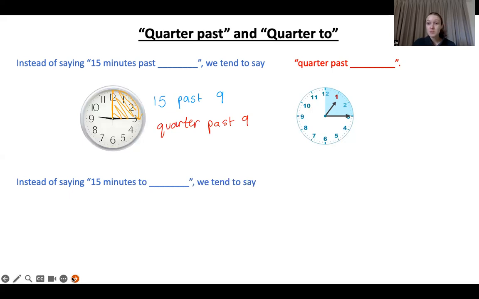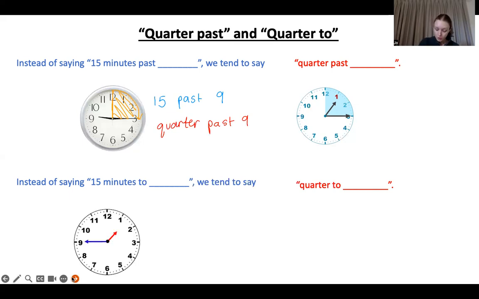Instead of saying 15 minutes to the next hour, we tend to say quarter to the next hour. For example, on this clock, I can see that my minute hand is on the to side. My next hour would be 2, and there's 15 minutes until it will be 2 o'clock. But instead of saying that, I would describe the time as quarter to 2. Okay, why do we do this?